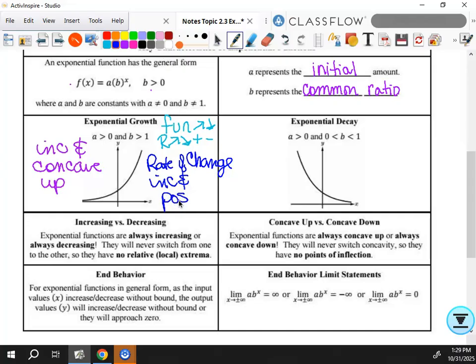Okay, good. So then for exponential decay, is the function increasing or decreasing? Decreasing, right? And is the function concave up or down? Still up. Concave up.